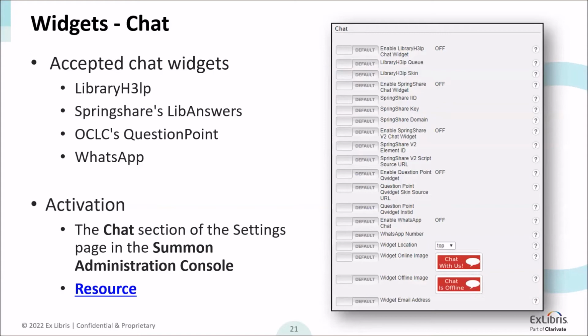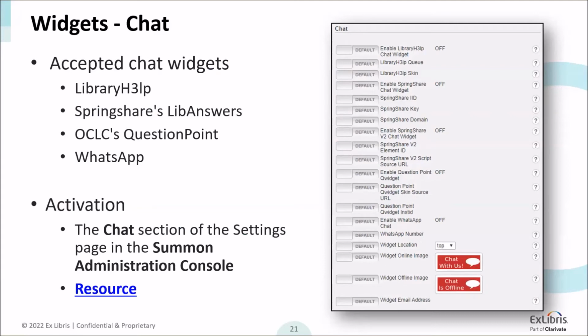So with the chat widget, patrons can reach out to your library via your Summon site. Right off your live site, they can see the chat widget and get in contact with your library there. Some of the accepted chat widgets, we have more than one. If your library has a subscription for LibraryH3lp, SpringShare's LibAnswers, or OCLC's QuestionPoint, we accept those chat widgets, and we also accept WhatsApp. So I highly suggest looking into this if you haven't already. It's just a great way for your patrons to be able to contact your library if they're looking for something specific.